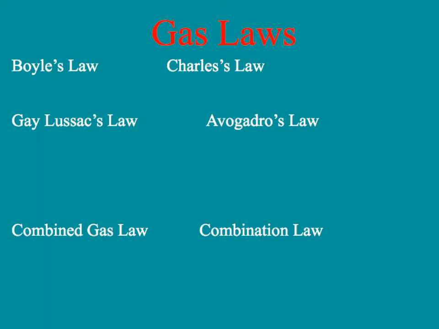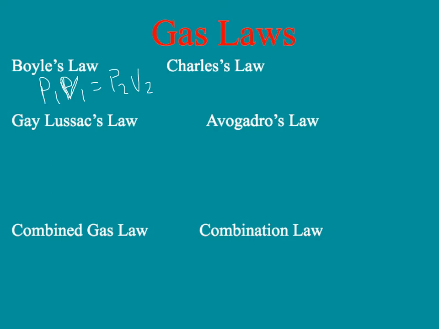Okay, so we have several gas laws. The first one is Boyle's law, which is how pressure and volume are related. So pressure 1 times volume 1 is equal to pressure 2 times volume 2. So P1 V1 equals P2 V2. As pressure increases, volume decreases, so they're inversely proportional.